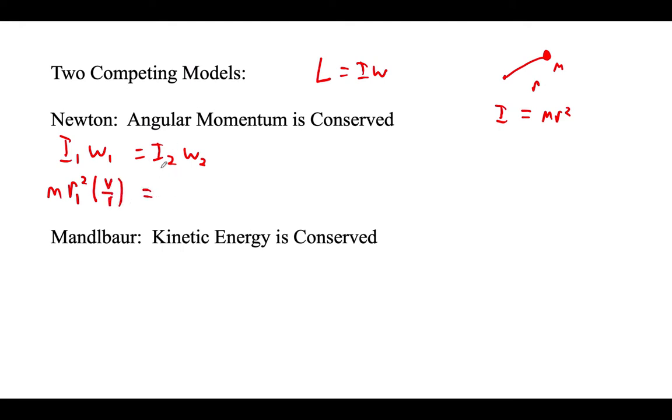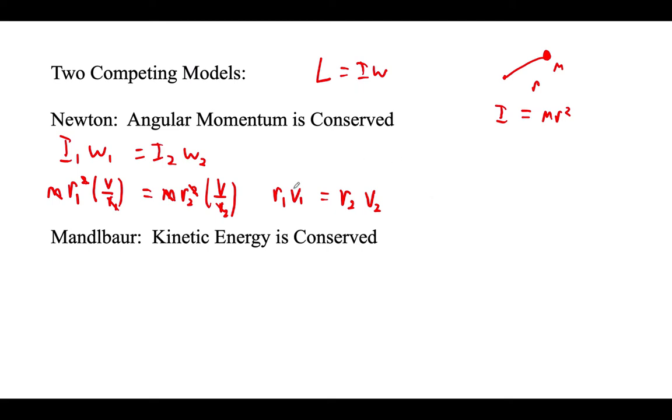Because now we want to see what the velocity is doing here. Then we have m r2 squared, and this is r1 there, times v over r2. What happens here is that one of these r's cancels out. The mass cancels because we don't change the mass. And we end up with r1 v1 equals r2 v2. No Star Wars jokes there.